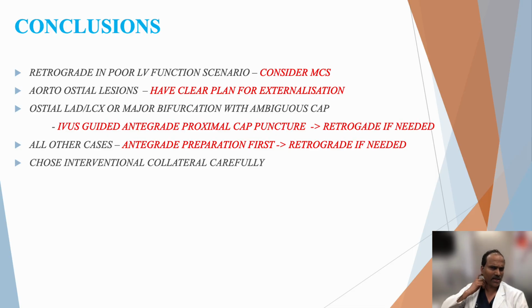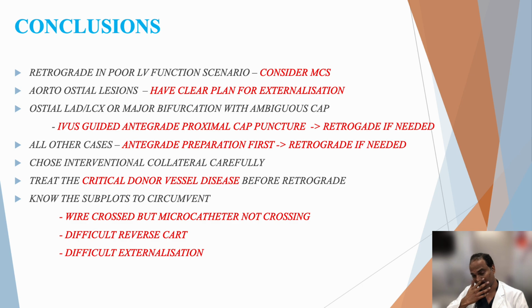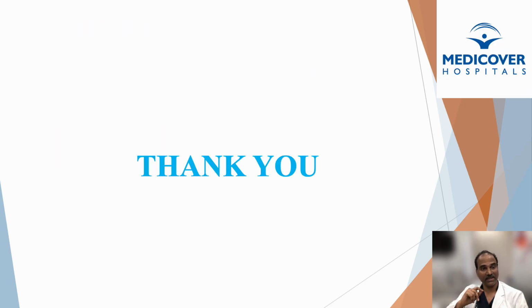Choose the interventional collateral carefully and treat the critical donor vessel disease before going retrograde, and know the subplots to circumvent, like wire crossed but microcatheter not crossing the septal collateral, one subplot, and difficult reverse CART is another subplot scenario, and difficult externalization is another subplot scenario. Have all the backup algorithms for these three, and then you can increase the success rate of your retrograde interventions.